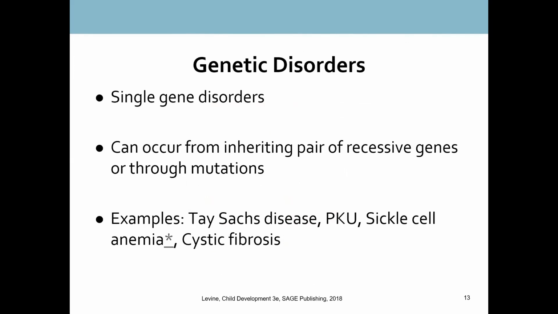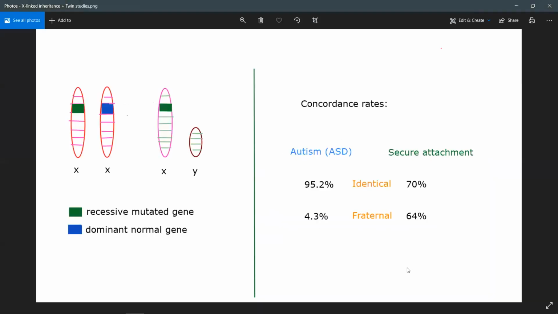Let me get back to where we were, and I'm going to go to my whiteboard, and I drew a little picture to help explain it. So ignore what's on the right side for now. We're going to cover that in the next video. But just looking at this picture here, this is looking at the 23rd pair, the sex chromosomes. On the left, we have a pair of X's, so we know this is a female. And suppose the mother has a recessive mutated gene.